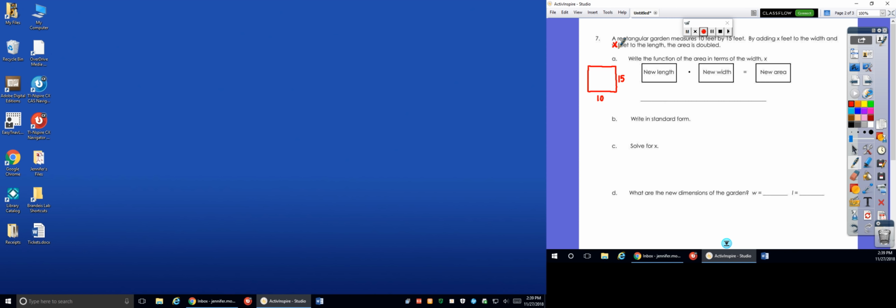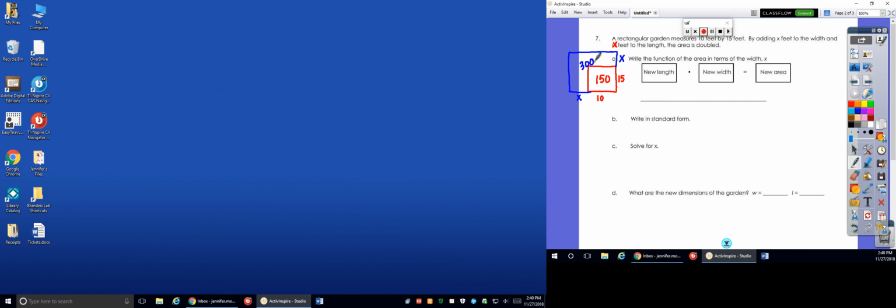Okay, so it says that if I add x amount here and I add x amount here, I get a new one, right? And the area is then doubled. So think about what the area is for the red. The area for the red is 150, right? So the area for the blue is going to have to be 300.